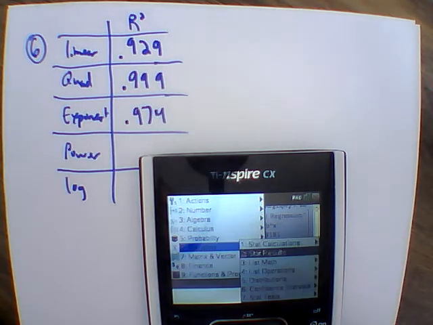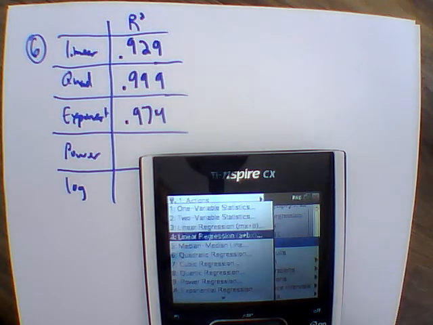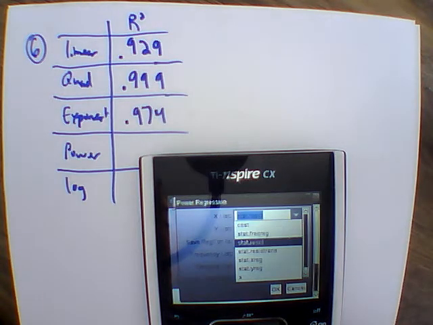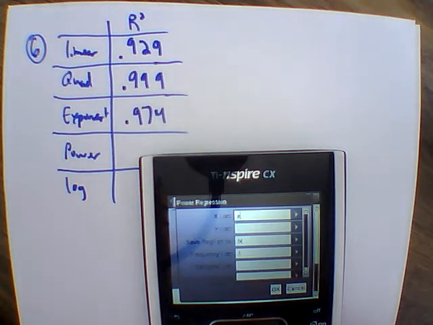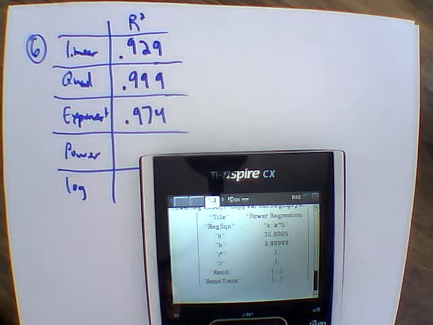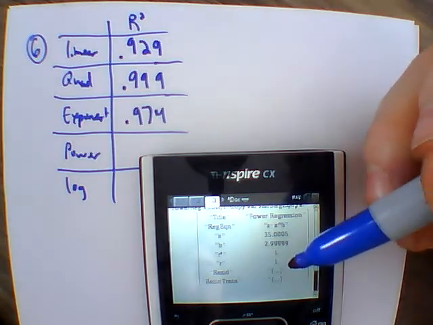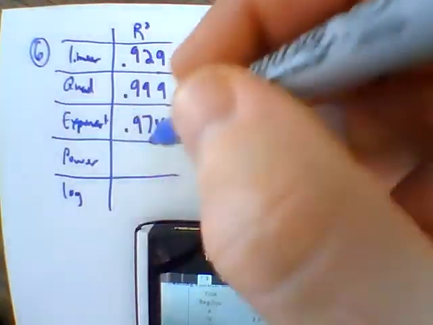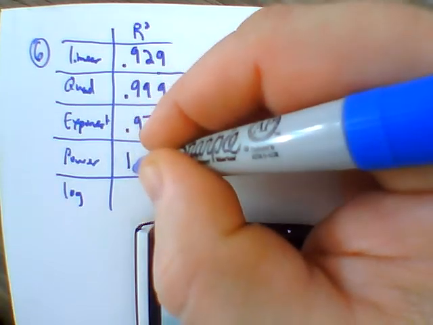Menu, statistics, stat calculations. Now we're on to our power regression. X is the input, cost is our output. Here we're seeing r squared 1.0, so it's not even giving us any decimals, it's just saying 1.